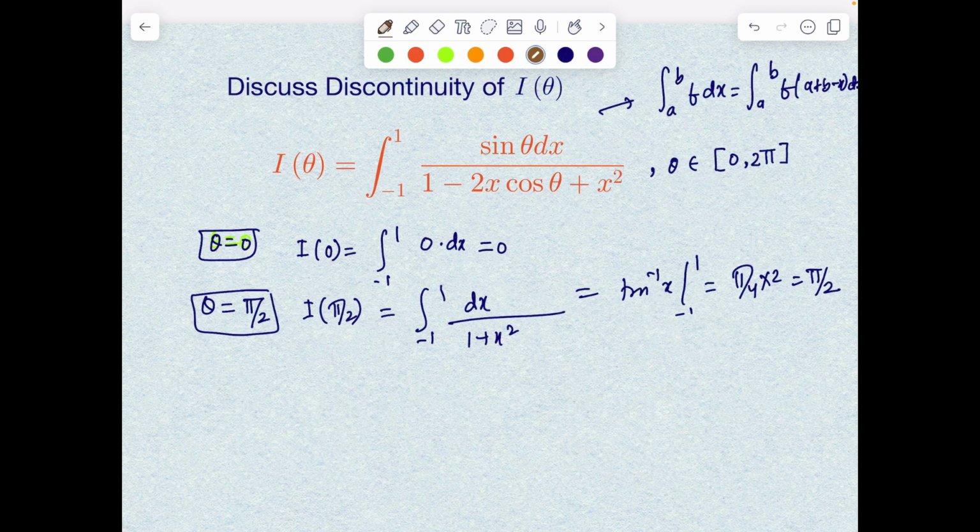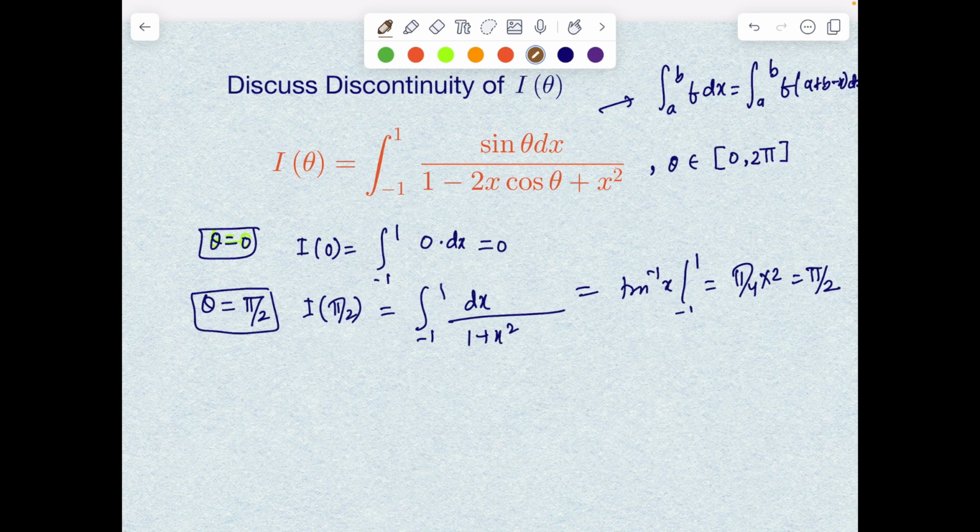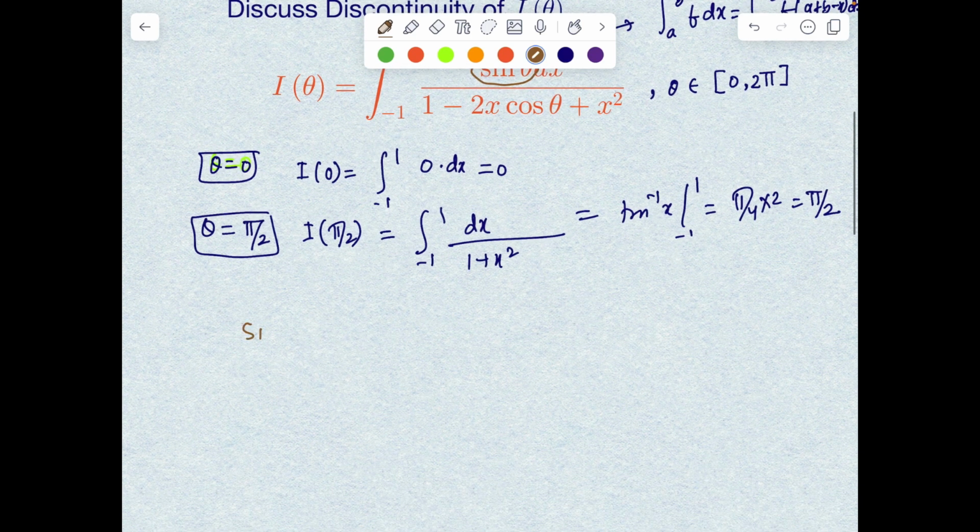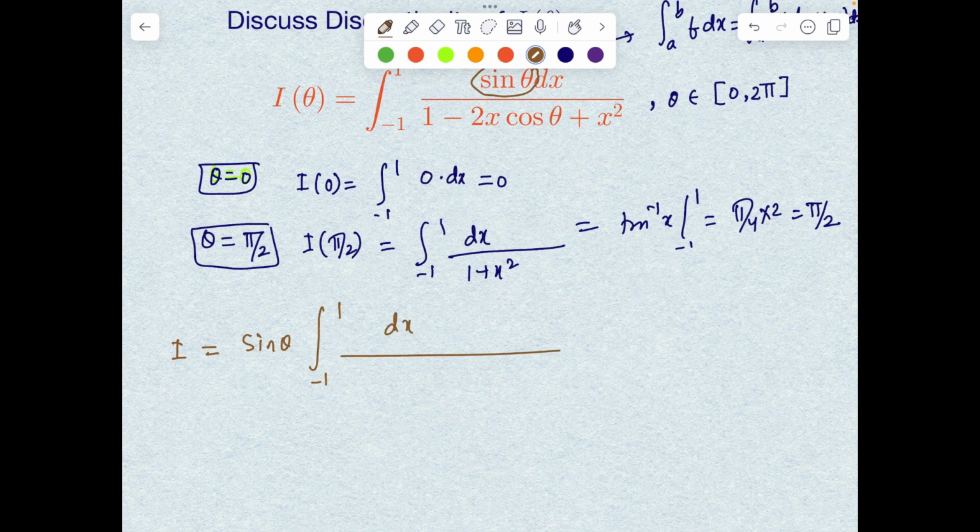But here I am going to take a simple substitution. So clearly we can see the given integration is dependent on θ, so sin θ will be independent of x. So first I'll pull sin θ out, so I'll write I(θ) as sin θ times the integral from minus 1 to 1 of dx over 1 minus 2x cos θ plus x square.